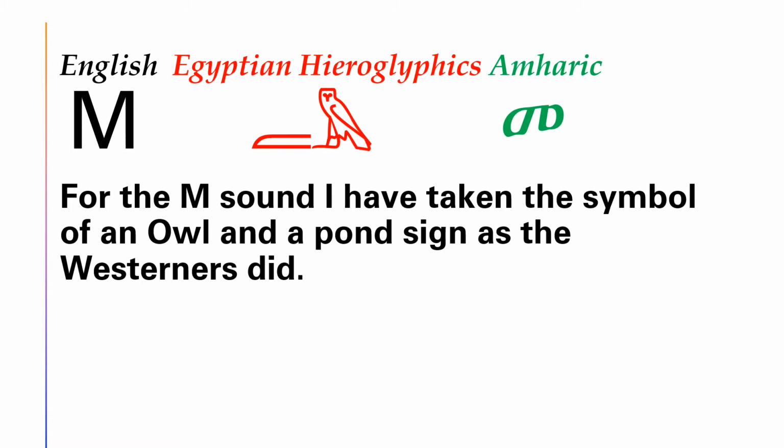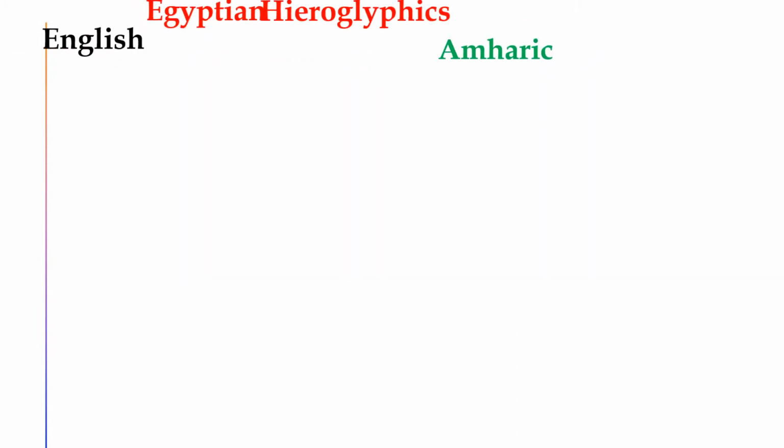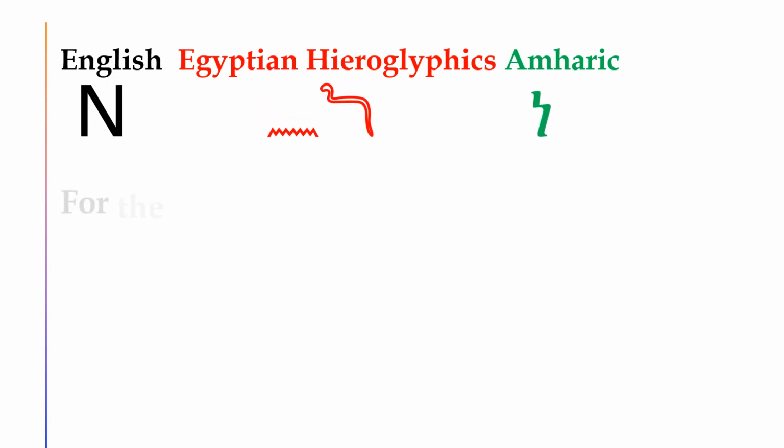Maybe the Amharic ma also came from the eyes and the beak of the owl sign. Then the next one is the N sound.